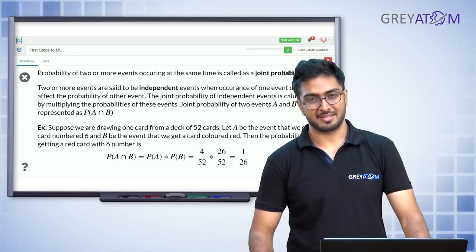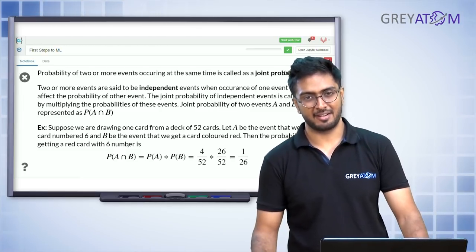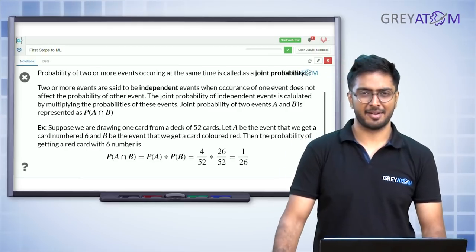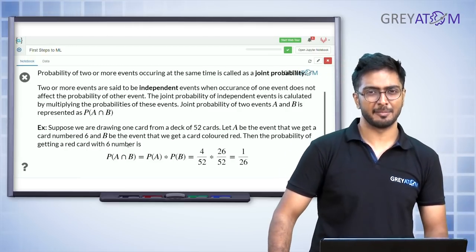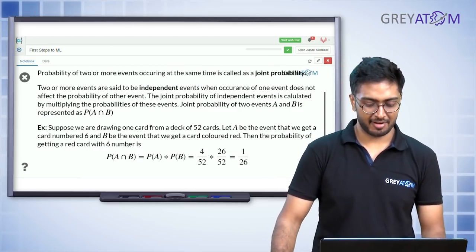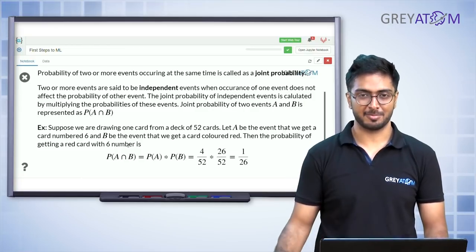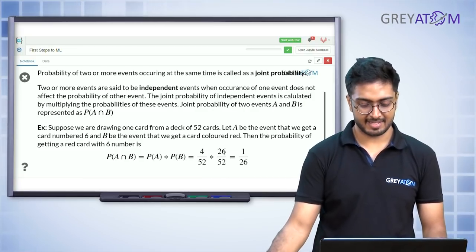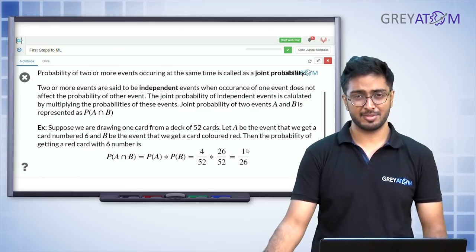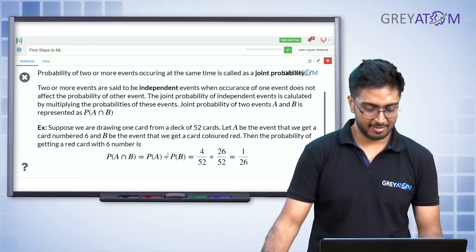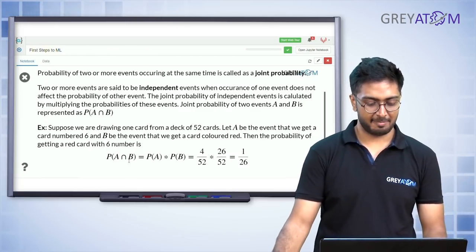This is 1/26, right? There are only two red cards numbered 6, which are the 6 of hearts and the 6 of diamonds. So those are only two possible options. And you can see that that's exactly what is happening. So 2 out of 52 is 1/26. And you can see the same logic applied here as well.